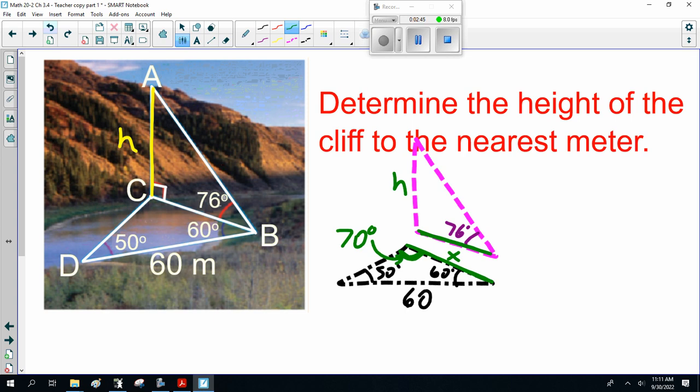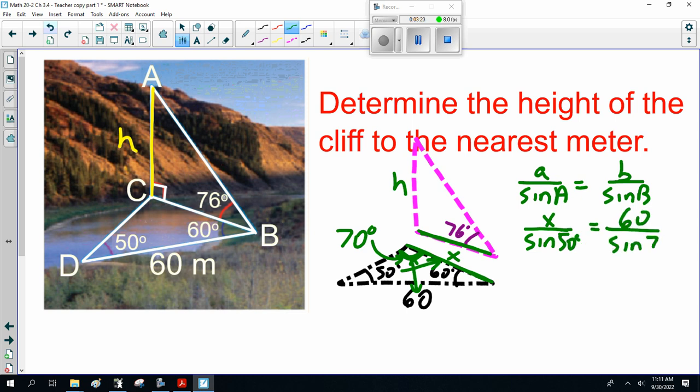So I can't use standard sine, cosine, tangent. I can't use Mr. Pythagoras. But what I have got are two angles and a side in between, so I can't use cosine law, I'm down to sine law. I have 60 opposite 70 degrees. I have 50 degrees opposite x. So I can go looking for side x. That is a over sine A equals b over sine B. In this instance, it's x over sine of 50 degrees equals 60 over sine 70 degrees.